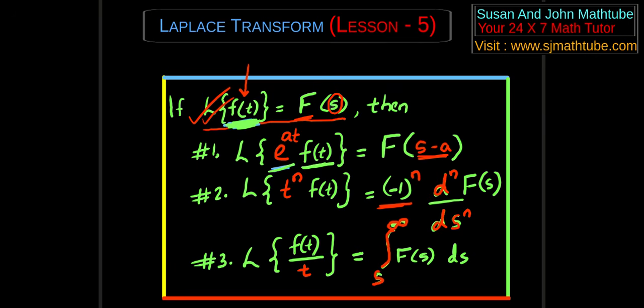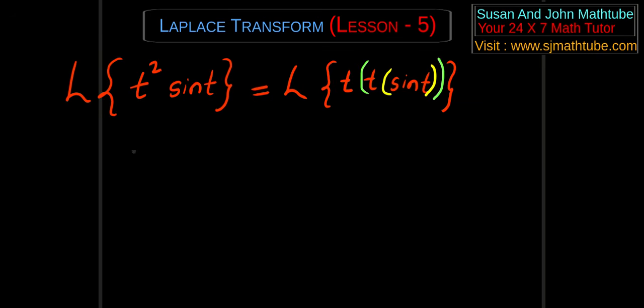What should we do? s must be replaced with s minus a. If you multiply by t to the power n, you have to differentiate that function n number of times, but don't forget to multiply by minus 1 to the power n. Anyway, in this problem, I am going to apply property number 2. So let's start.